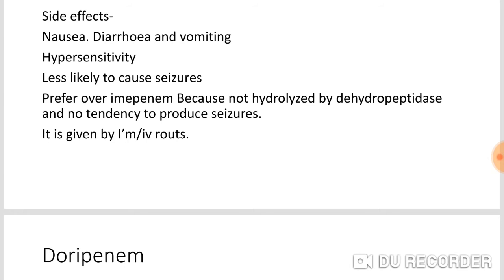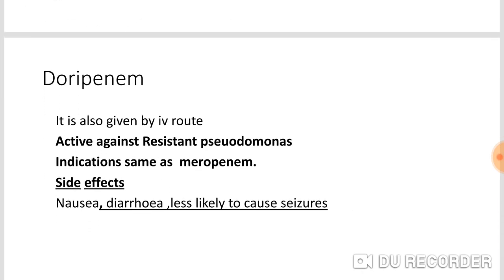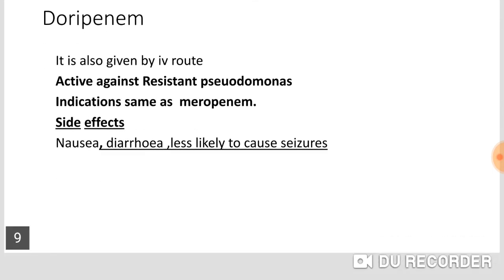One of the side effects may include thrombophlebitis or injection site pain, because it is given by the injectable route. Next drug is doripenem. It is also given by IV route, and is active against resistant Pseudomonas. This is an important feature of doripenem, because it is reserved for resistant pseudomonal infection. Indications are the same as meropenem, meaning it can be used for respiratory, gynecological and abdominal infections. Side effects are nausea, vomiting, and it is also less likely to cause seizures.